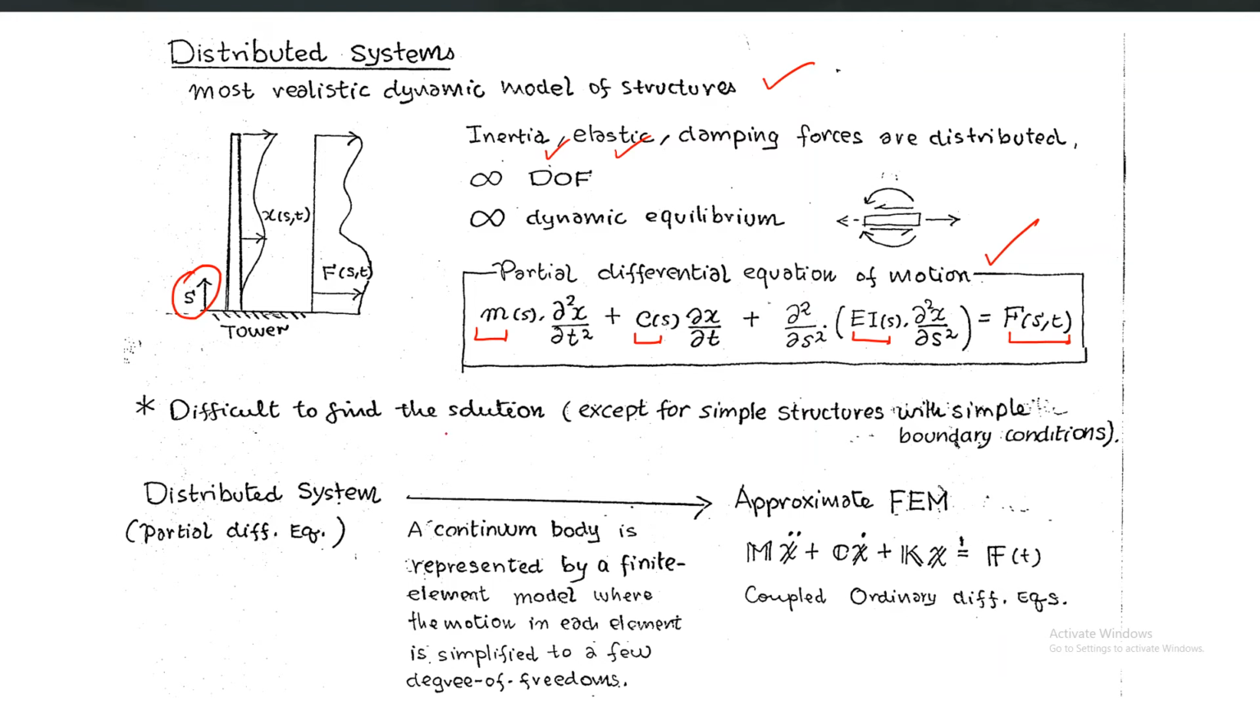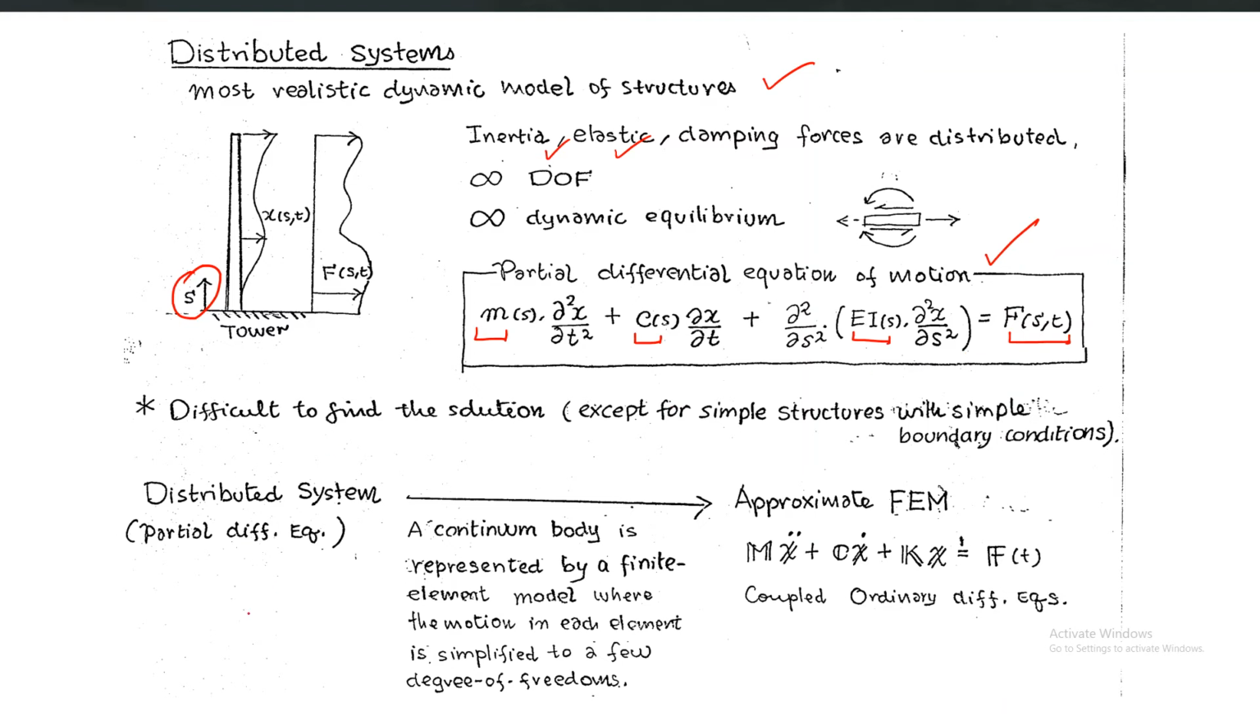These equations are difficult to solve except for very simple structures with simple boundary conditions. For example, for beams, strings or rods, the equation can be formulated simply and can be solved. But for complex structures, the equation is so complex that it may not be possible to solve it using the idea of distributed systems.